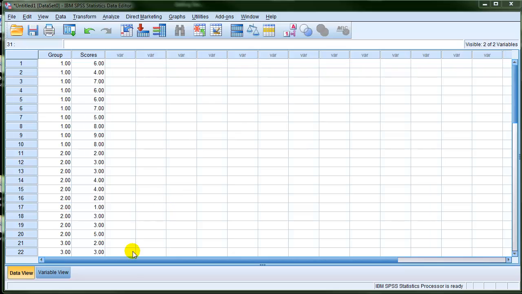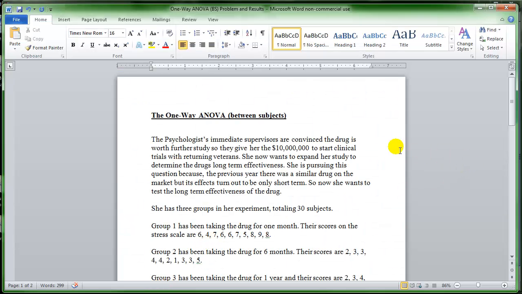So let's take a look at our example, and we are going to continue with the example of the effect of the beta blocker drug on post-traumatic stress. This is the same storyline that we've used for the 3 t-tests, and we're going to continue with this. The psychologist's supervisors are convinced the drug is worth further study, so they give her $10 million to start clinical trials with returning veterans. She now wants to expand her study to determine the drug's long-term effectiveness.